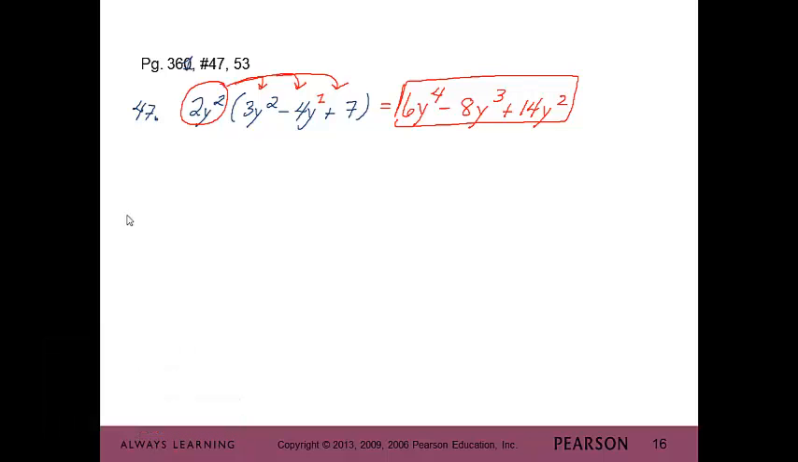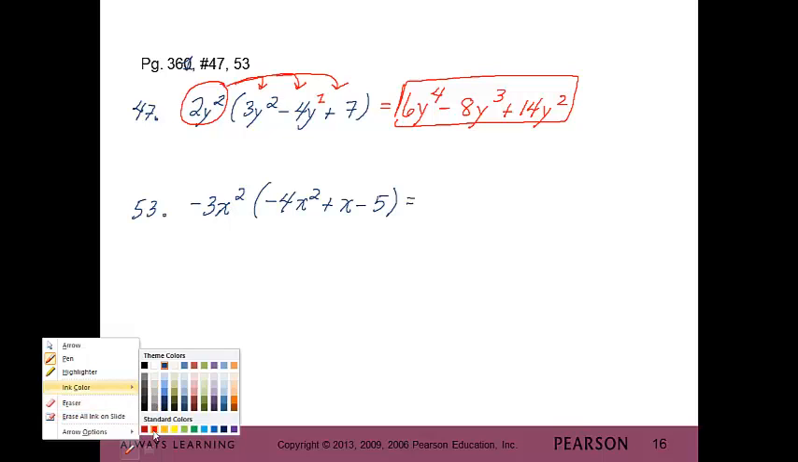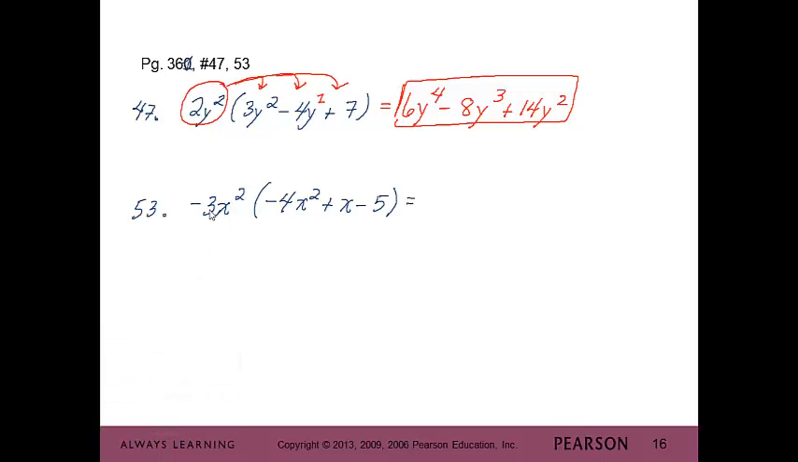And then number 53, we have negative 3x squared times negative 4x squared plus x minus 5. So now we're going to use the monomial, which is the negative 3x squared, and we're going to multiply it by each term inside the parentheses.